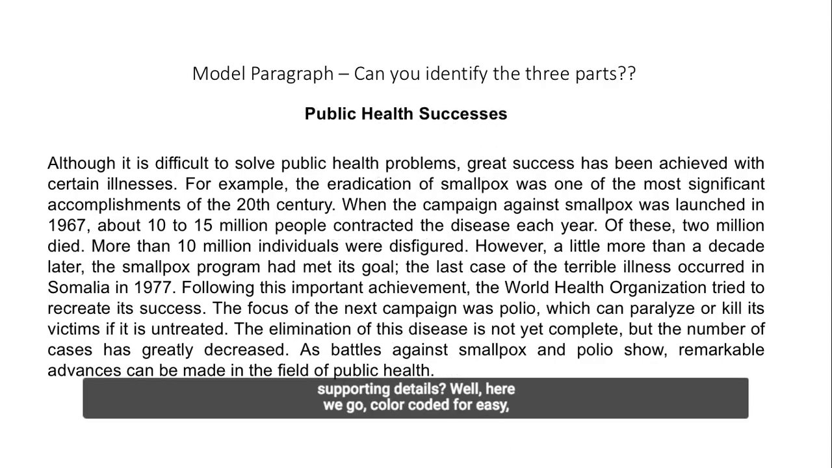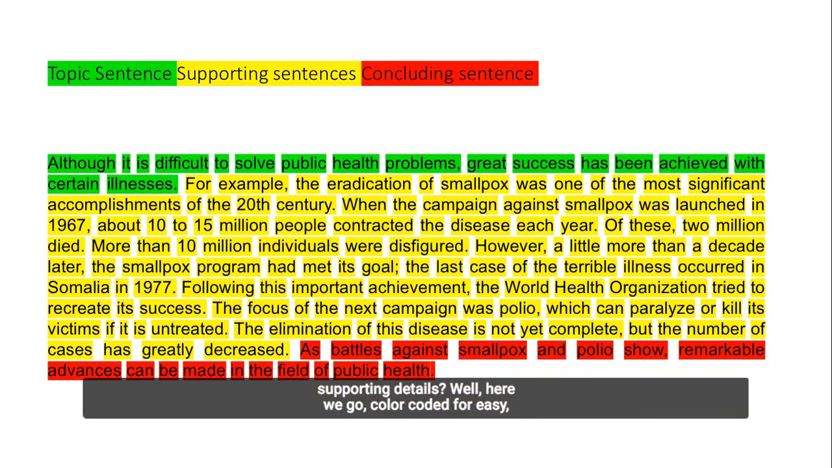Well, here we go. Color-coded for easy understanding, the topic sentence is marked out in green. Now, most paragraphs have the topic at the beginning, but that's not always the case. Occasionally, the topic sentence might come at the end of a paragraph, but generally, you'll see it here. Now, here we have our supporting sentences, the details, the information that explains the main idea, and then our concluding sentence in red.